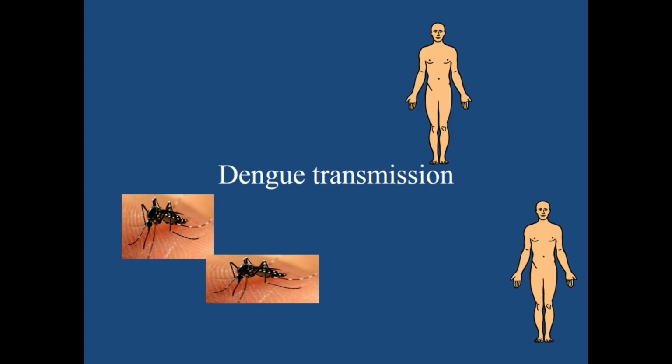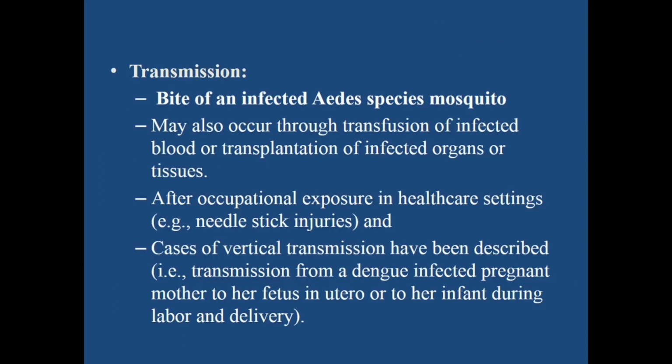Regarding dengue transmission, it is by the bite of an infected Aedes species mosquito, but it can also occur through transfusion of infected blood, or as a result of transplantation of infected organs, or after occupational exposure, as for example needle stick injury. Even cases of vertical transmission have been described, meaning from the mother to the fetus.